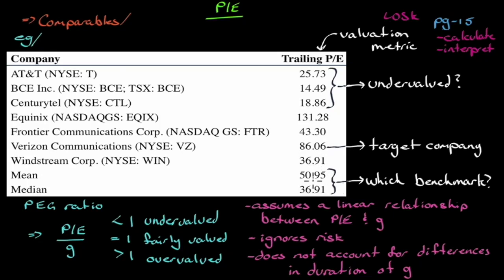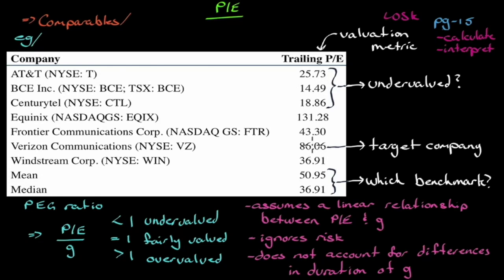Well, now here's the conclusion that I'm wondering about. The first 3 companies, are they undervalued? If the median PE is 36.91, AT&T, BCE, and CenturyTel all appear to be undervalued. Frontier and Verizon appear to be overvalued. Should I short $50,000 worth of these 2 stocks and buy $50,000 worth of those 3 on a nice pairs trade? I'm long short in the same sector. I'm long undervalued stocks and I'm short overvalued stocks.